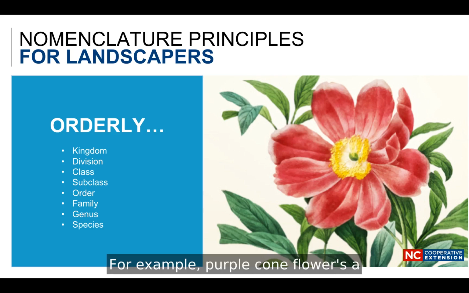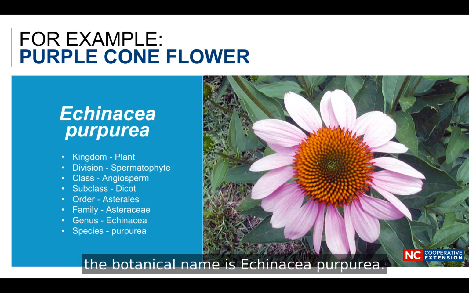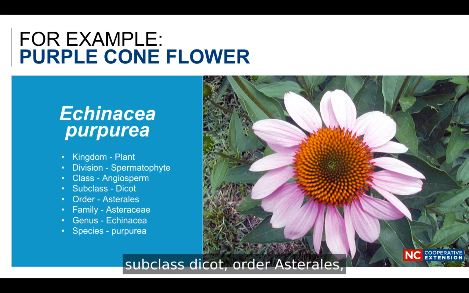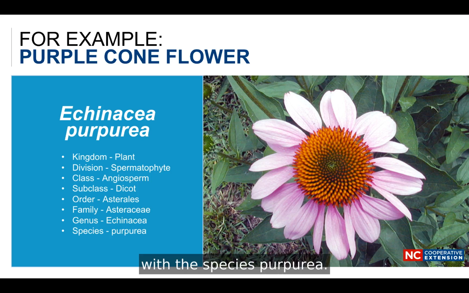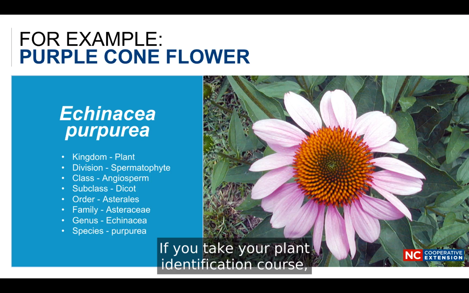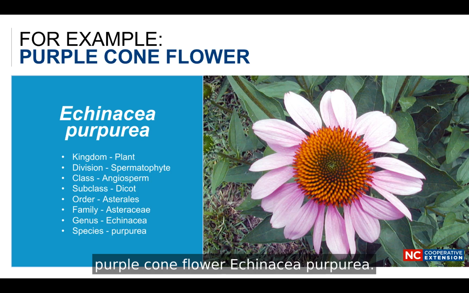For example, purple coneflower is an ordinary native perennial whose botanical name is Echinacea purpurea. It's in the kingdom plant, or Plantae, division Spermatophyte, class Angiosperm, subclass Dicot, order Asterales, family Asteraceae, and the genus Echinacea with species purpurea. If you take your plant identification course, which is a part of this exam, you will learn purple coneflower, Echinacea purpurea.